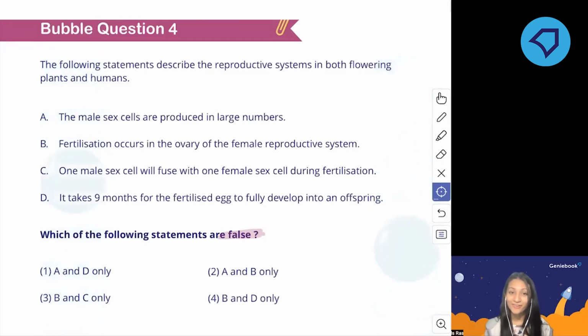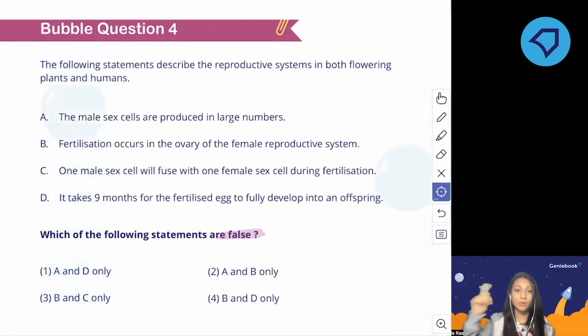So which clue do you need? Which part are you not sure of? First of all, you must check with yourself: is the statement correct for both flowering plants and humans? For example, for part A, is it true that male sex cells are produced in large numbers for both plants and humans? Then for part B, fertilization occurs in the ovary of the female reproductive system. Does this take place in plants and in humans?